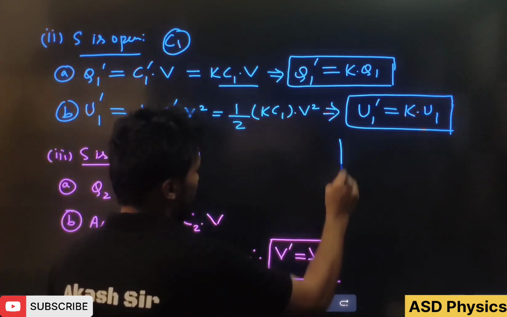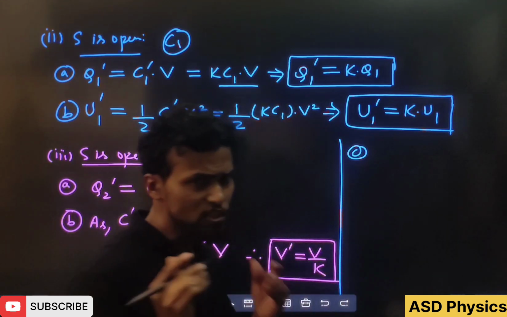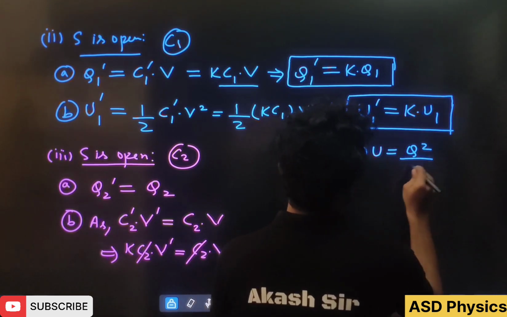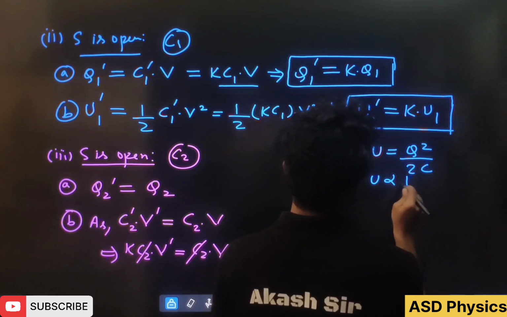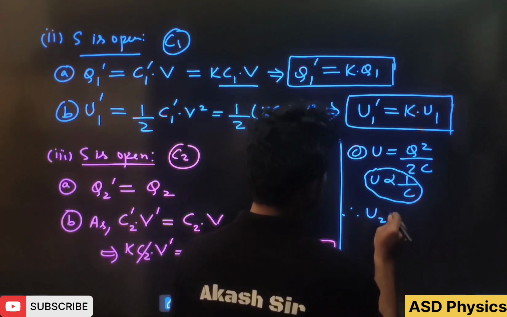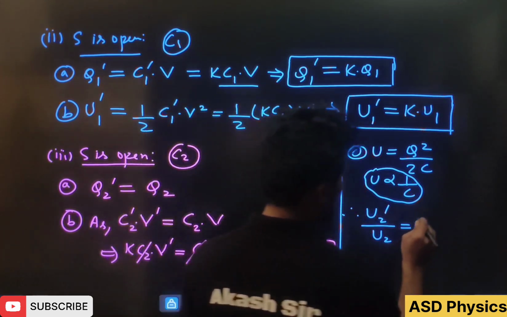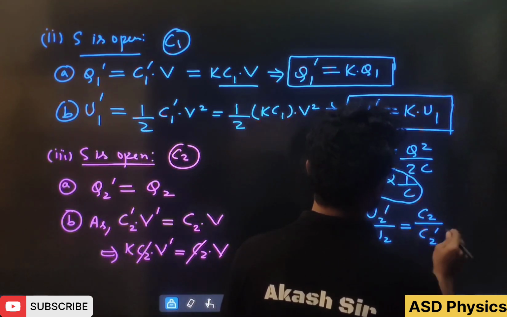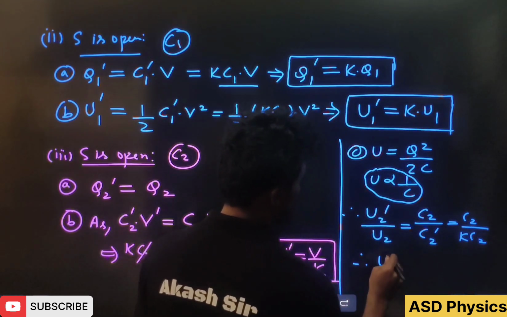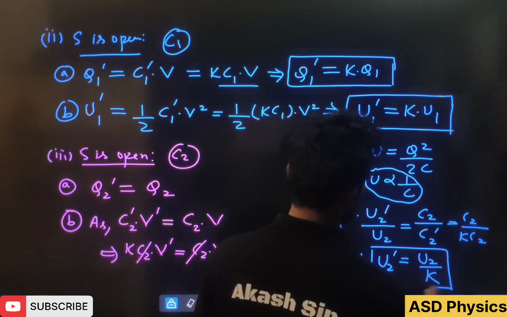After that, if we talk about the energy, you know very well charge is constant. That means we can use the formula U is Q square by 2C. If the charge is constant, U is inversely proportional to C. Hence, students, U2 dash by U2 is equal to C2 by C2 dash, that means C2 by KC2. Again C2 cancels. That means the new energy U2 dash is U2 by K.